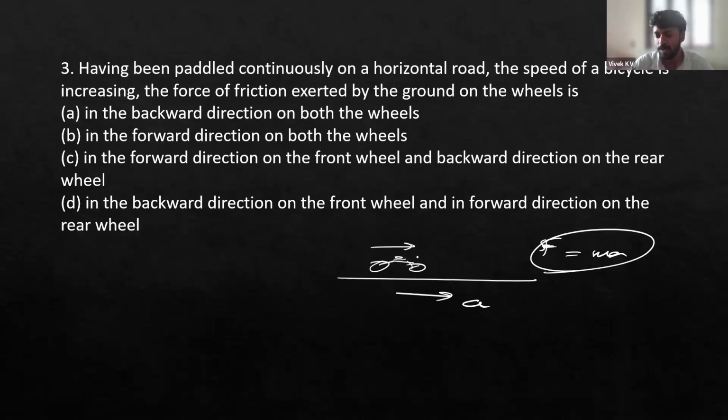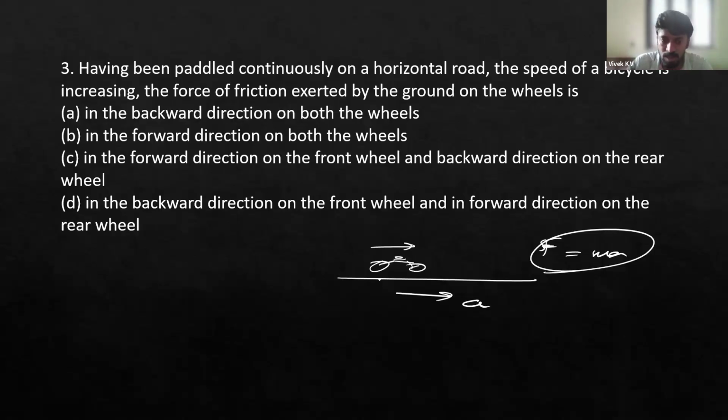So ground friction on the wheel provides the driving force. Here, the force of friction exerted by the ground on the wheel is what we have to find the direction of. In a bicycle, the rear wheel, the backside wheel, is the driving wheel, because that is where the chain is connected.